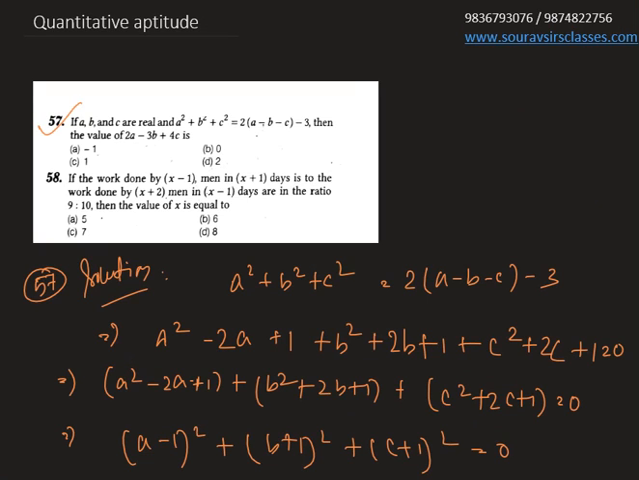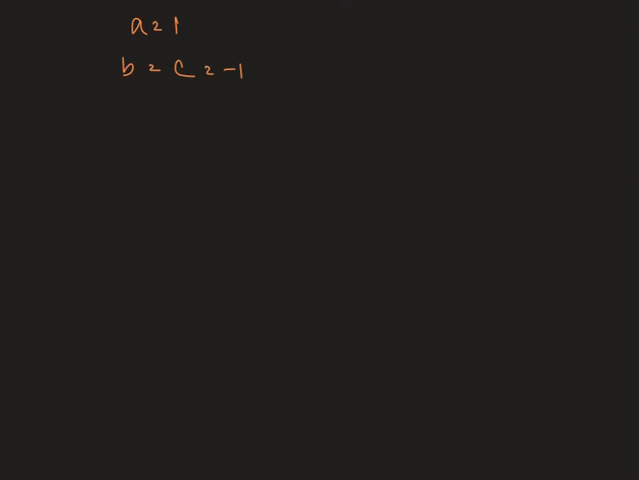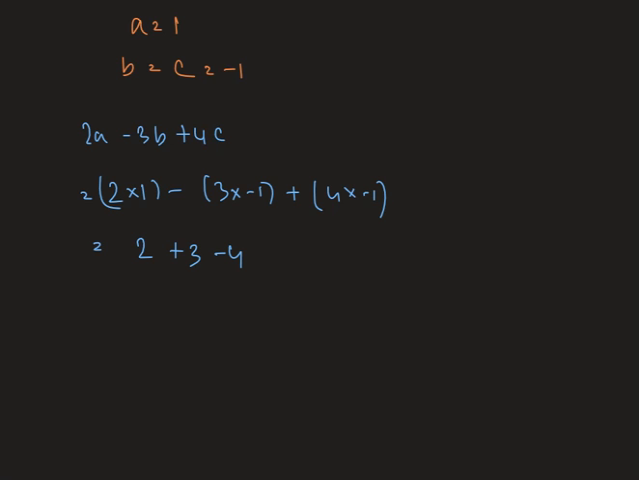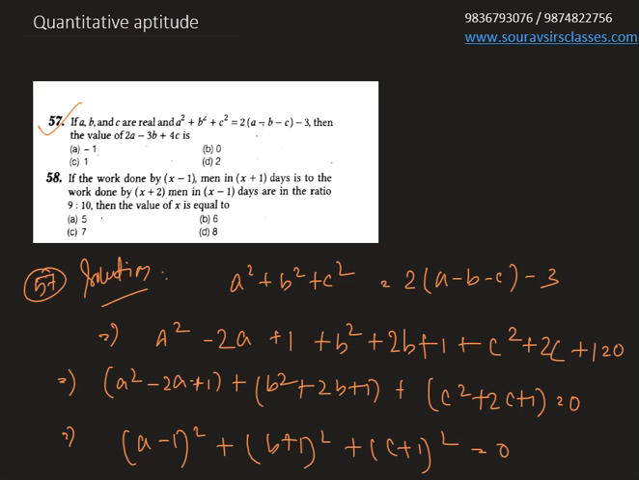Therefore, the value of 2a minus 3b plus 4c is 2 into 1 minus 3 into minus 1 plus 4 into minus 1. So this reduces to 2 plus 3 minus 4. That means 2 minus 1, which is equal to 1. So C is the right answer. Now let's take the next question.